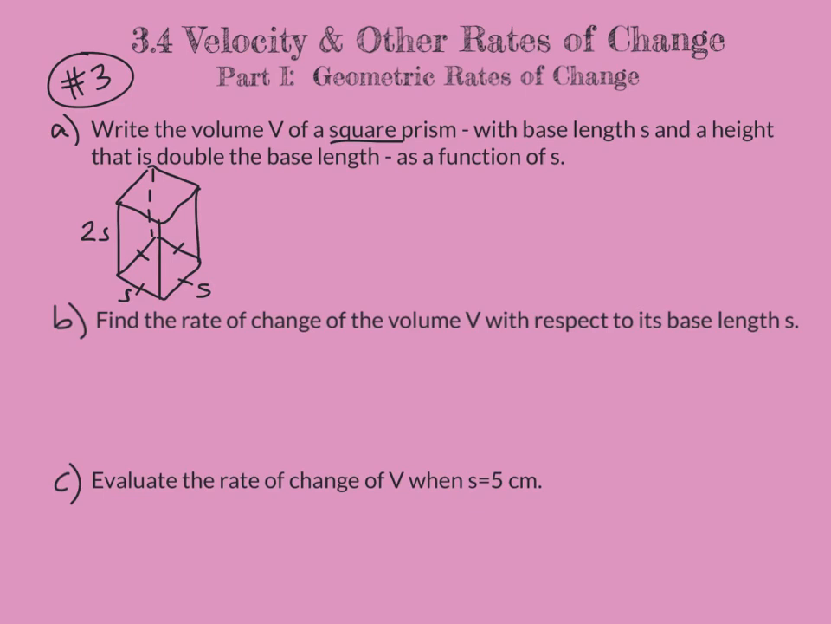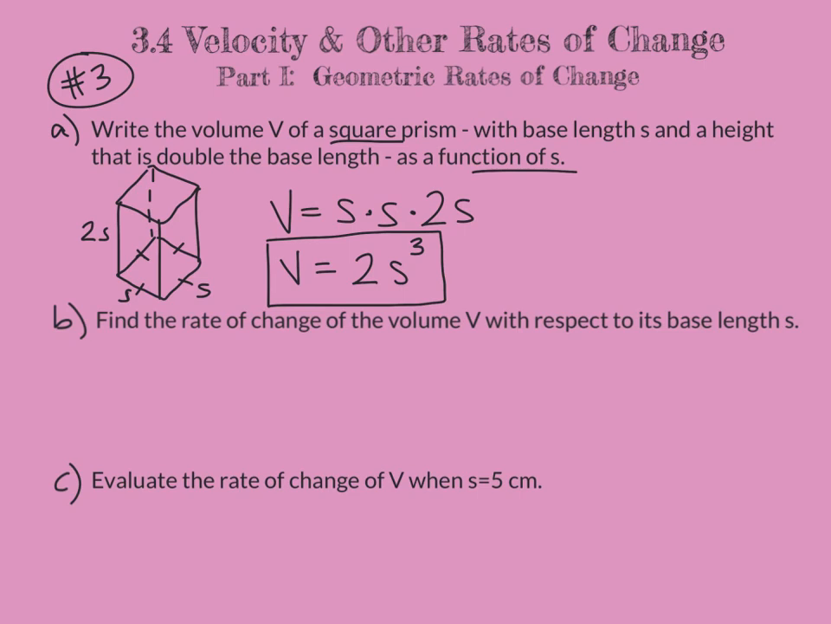Well, the volume of any cube or rectangular prism is just length times width times height, or base times length times height. It's just 3D. So the volume of this is going to be s times 2s. And of course we can simplify that. This would be 2s cubed. So that is our volume of our square prism as a function of s.